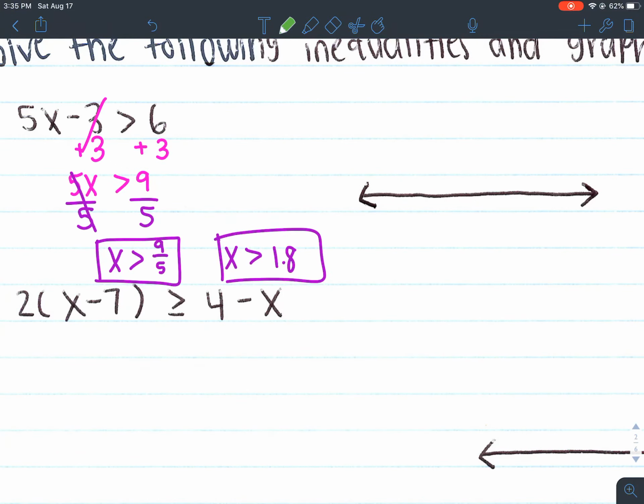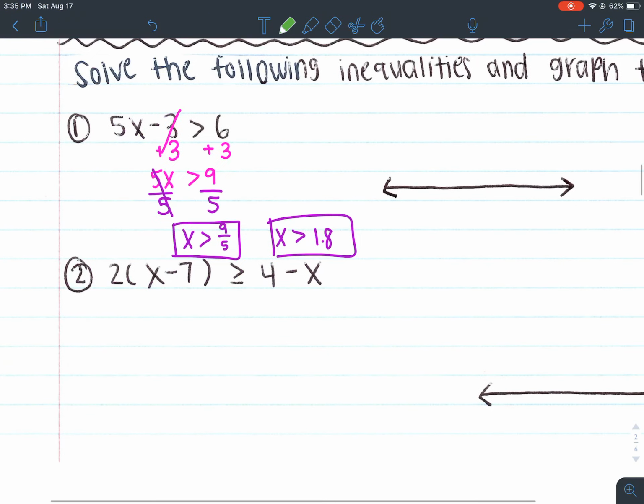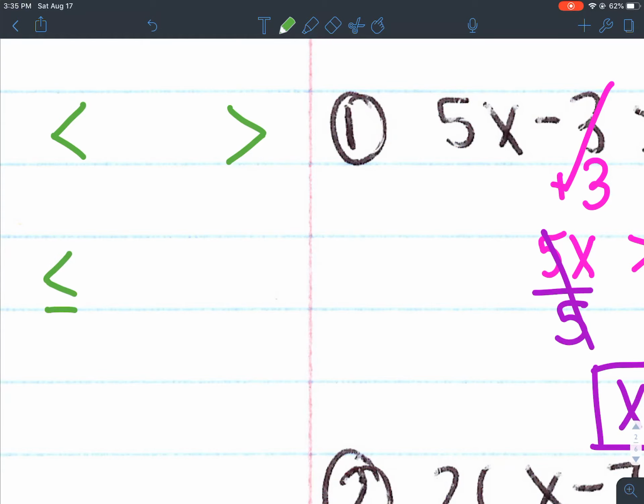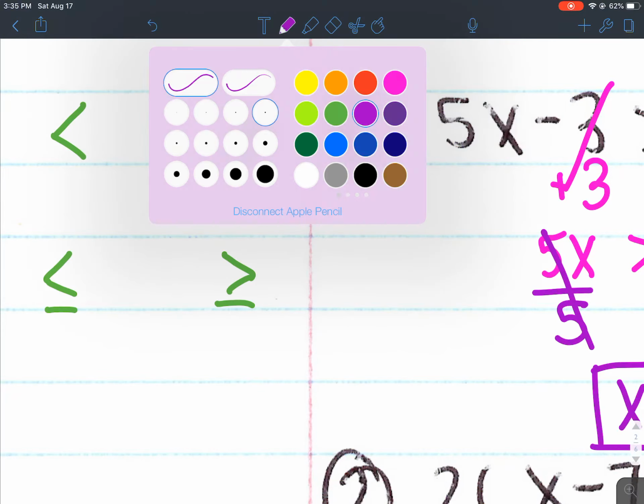Now I'm going to graph this on a number line. We've probably graphed on a number line in elementary school and in middle school. Let's review a little bit. So go ahead on the side of your notes and draw 4 inequality signs. You have these 4 here.